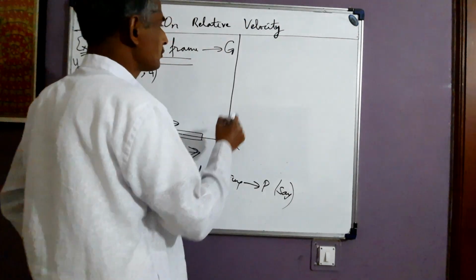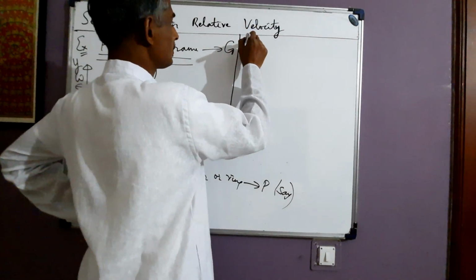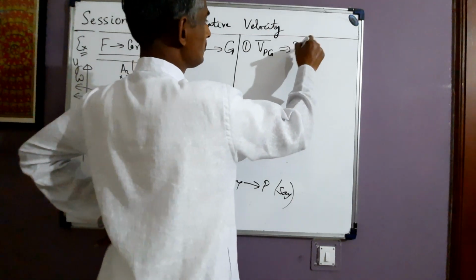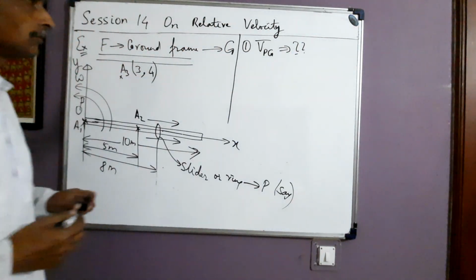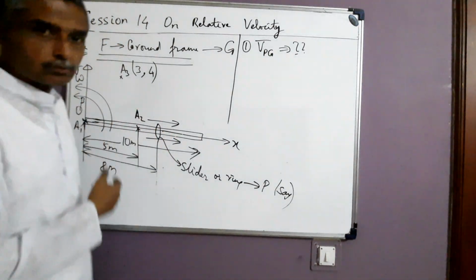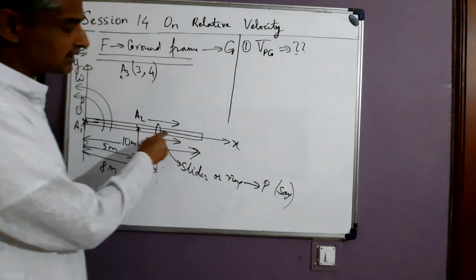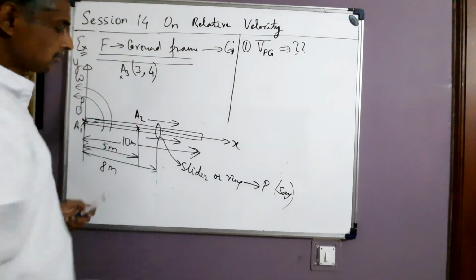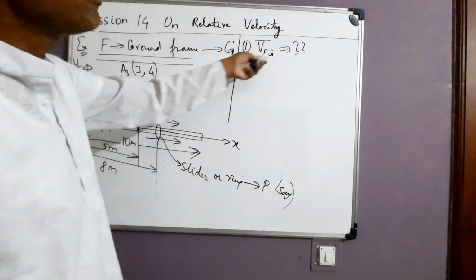So we have to find VPG first. VPG has to be evaluated in IJ notation. Now the rod rotates with respect to ground and P moves with respect to rod. So G means ground and M means rod. So we have to find VPG.